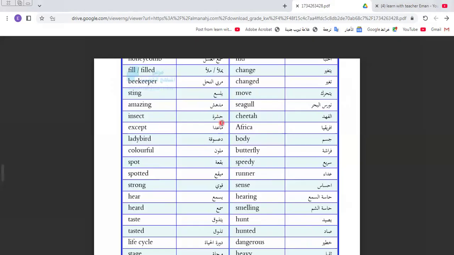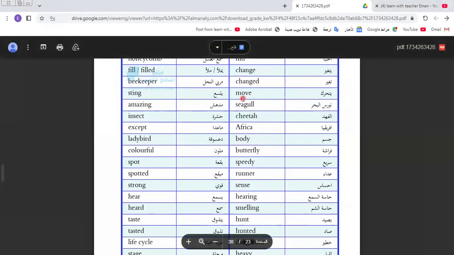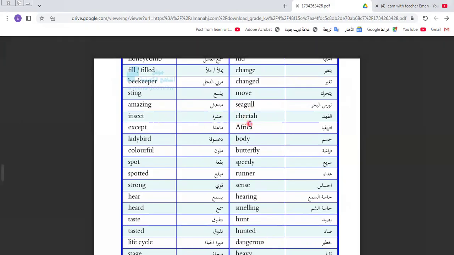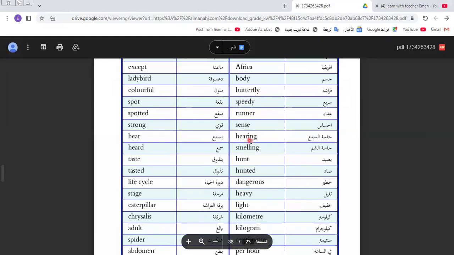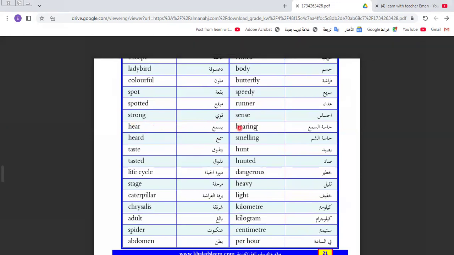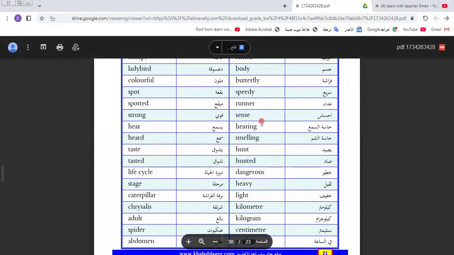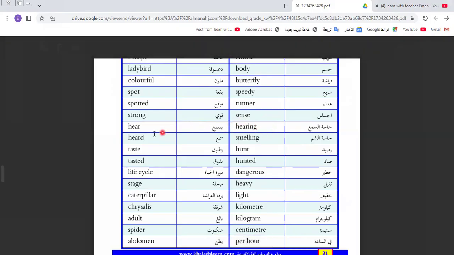Beekeeper. I think all of us know beekeeper. Sting, move, amazing, insect. Cheetah, Africa, ladybird, body, colorful, butterfly, spot, spotted, runner, strong, thin, hear and hearing. Heard is the past, and hearing is the present continuous. Hearing is the sense. Here is the present simple, and here is the past form.